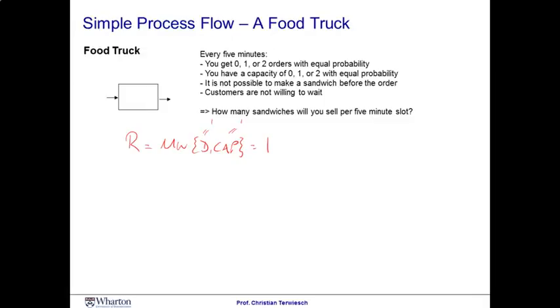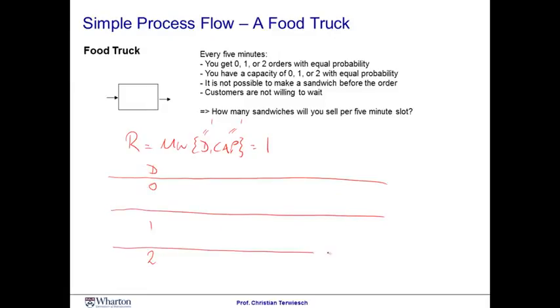Let's look at all the things that can happen at the food truck. We can have a demand that is either 0, 1, or 2. We can also have a capacity that is either 0, 1, or 2. That leads to 9 cases. If we have a demand of 0 and a capacity of 0, well, obviously the flow rate is 0. The flow rate is also 0 for a capacity of 1 or 2 as long as the demand is 0. Remember, the flow rate is the minimum of demand and capacity.